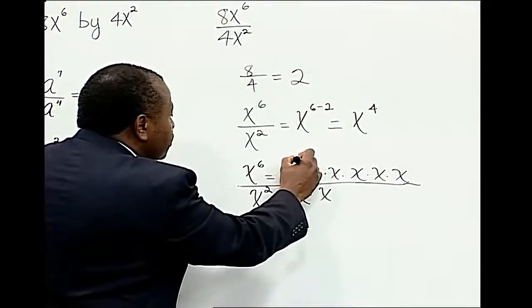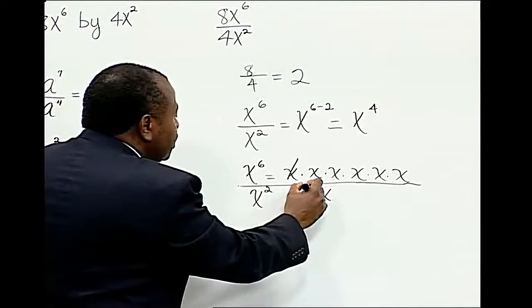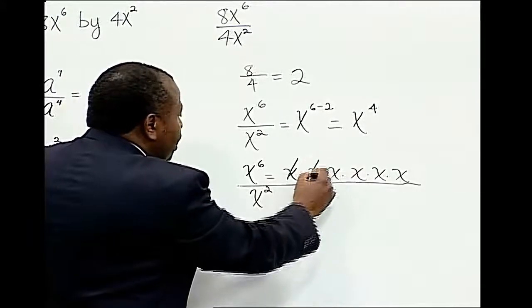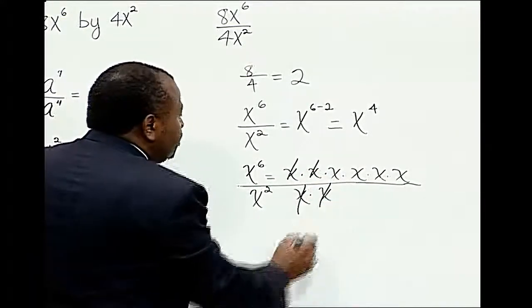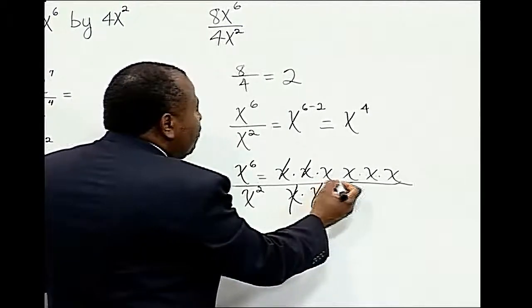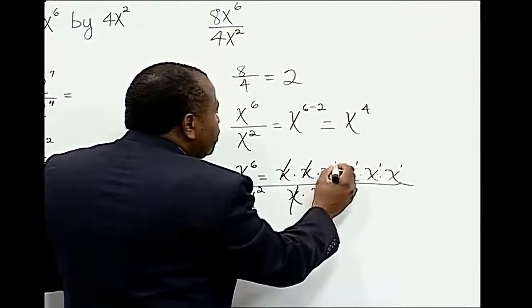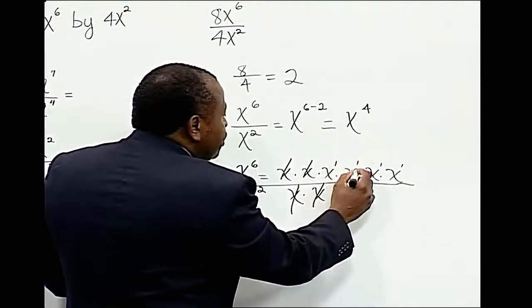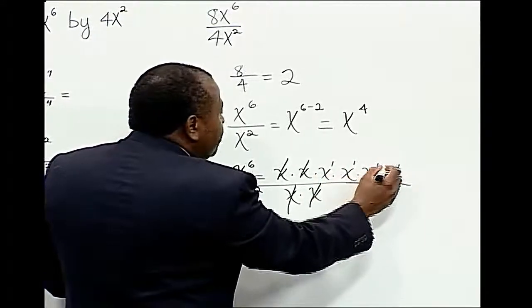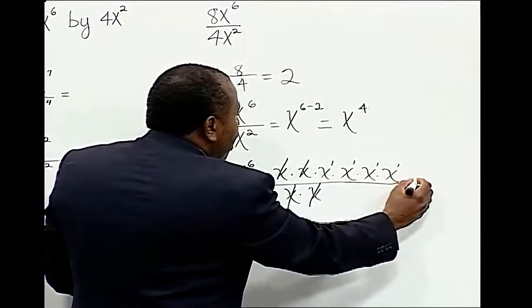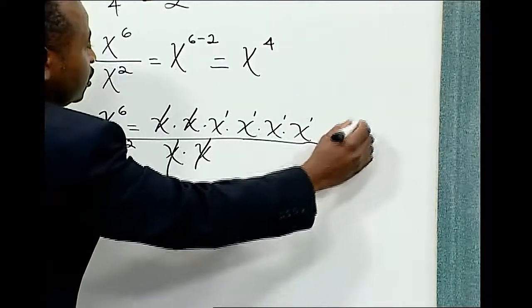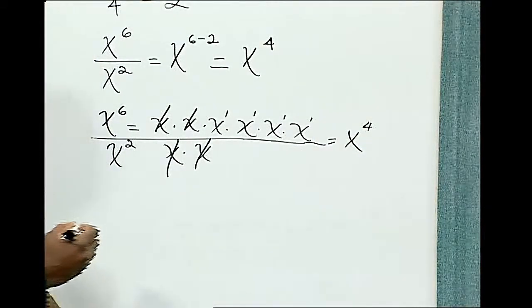Now we can cancel. This x will cancel this x. This x will cancel out this x. And we're left with 4 x's. Adding the exponents, x to the 1st power times x to the 1st power times x to the 1st power times x to the 1st power is equal to x to the 4th power.